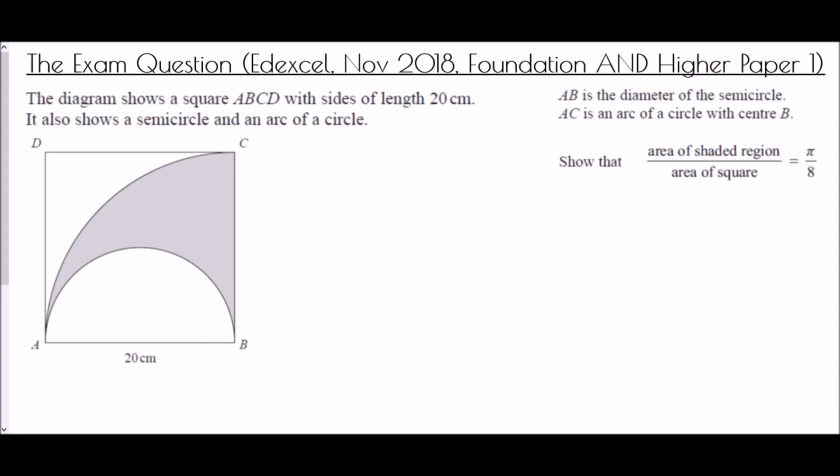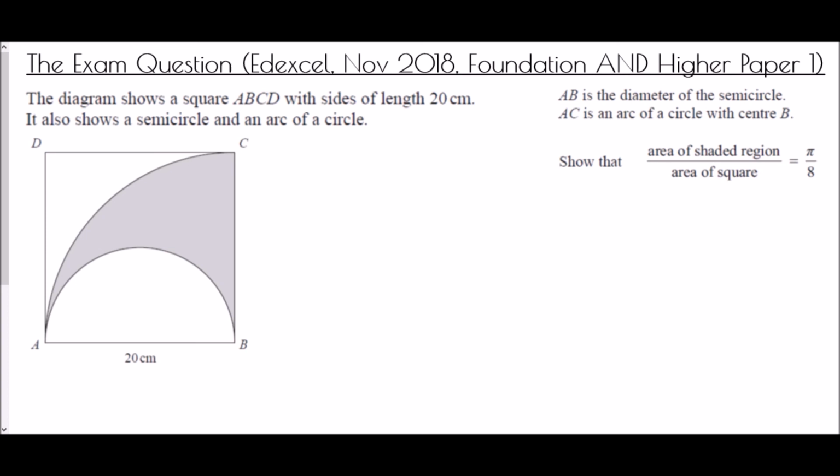And so we'll end with the exam question. It came from the Edexcel paper in November 2018. It was Foundation and Higher, paper 1. So just to start there, Foundation and Higher, it's a crossover question. It's a grade 4 to 5 topic. But also paper 1 means it's non-calculator. Now that means that we cannot use a calculator in this. We're going to have to deal exactly with exact values of pi.